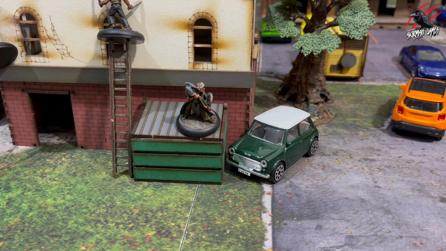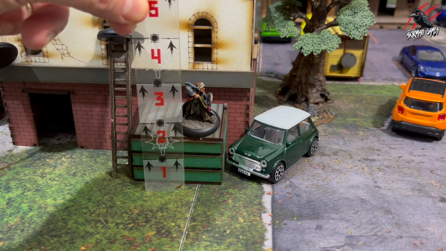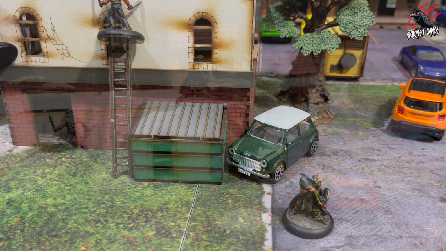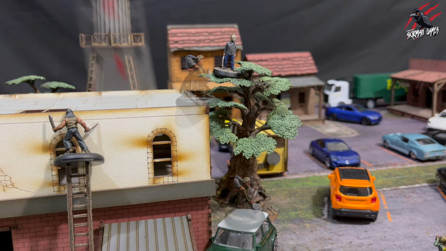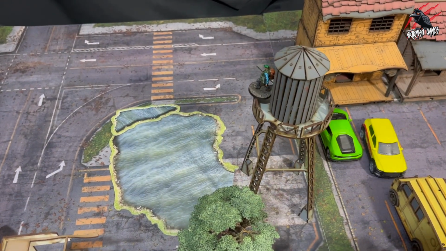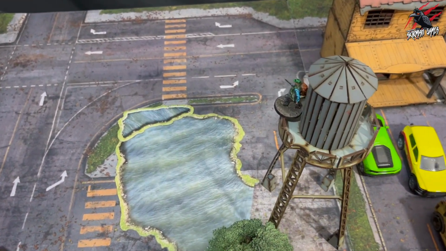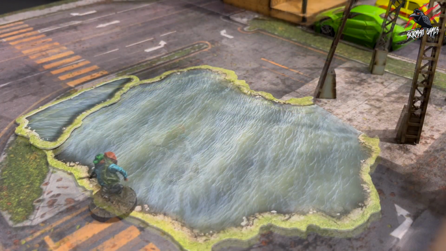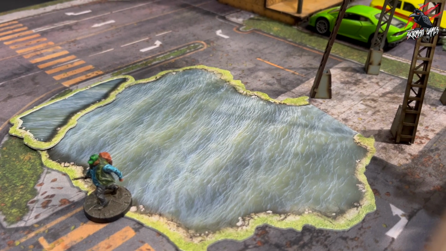Let's look at falling next, and this is a free action. A character can fall down any distance of 2 inches or less without suffering damage. If the fall is more than 2 inches, they lose 1 heart. There is an exception to this. A survivor can fall down any distance into deep water without suffering any damage.